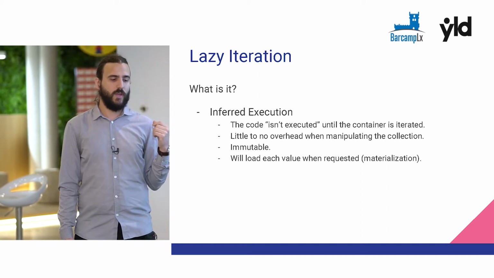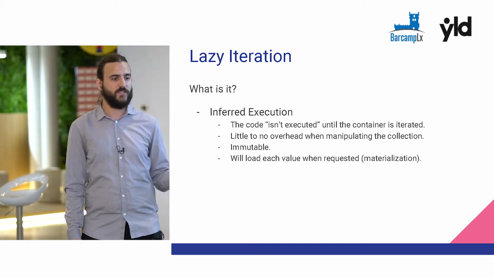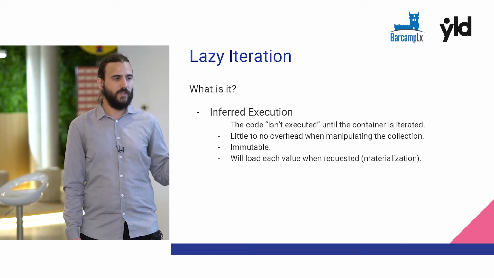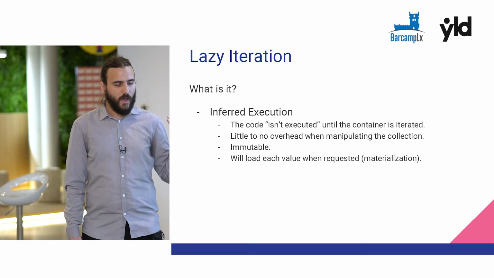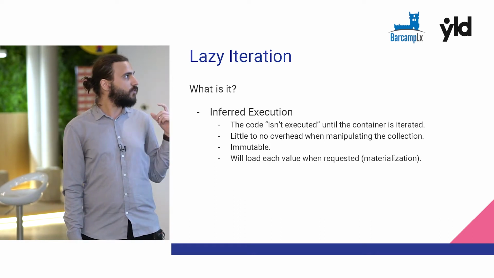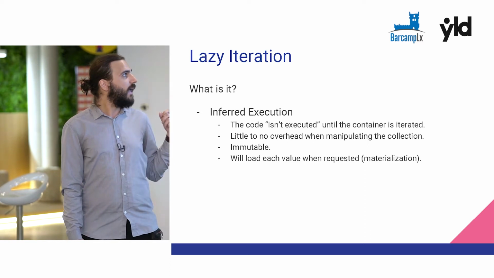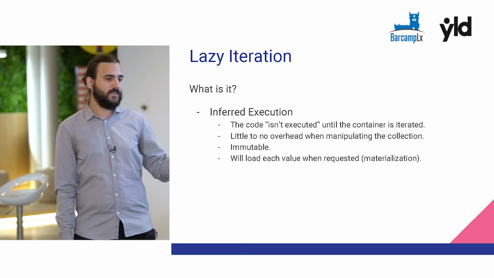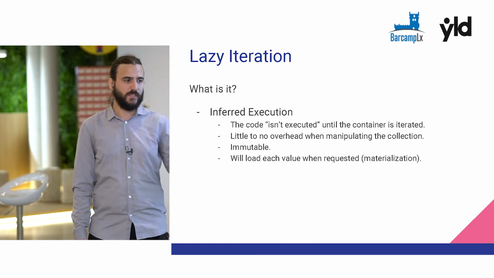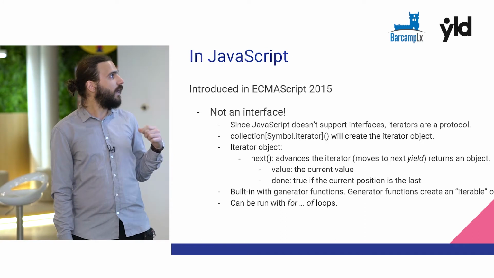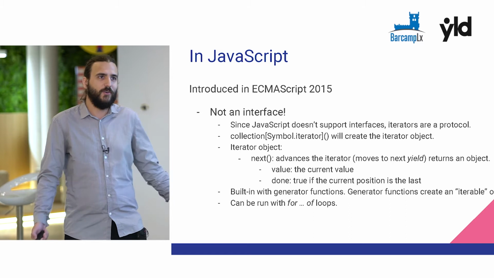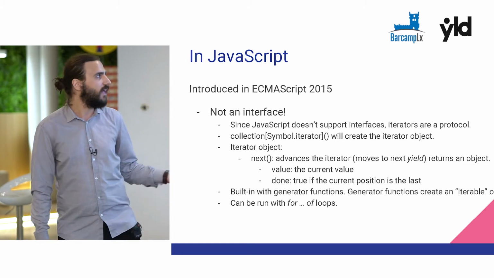What is lazy iteration? Lazy iteration is when you don't want to materialize the whole collection, which means that you want to iterate an element at a time and only materialize the element fully when you're reading the specific element. This allows you immutable collections, and also your code isn't fully executed when you're doing your mapping, your filters, whatever.